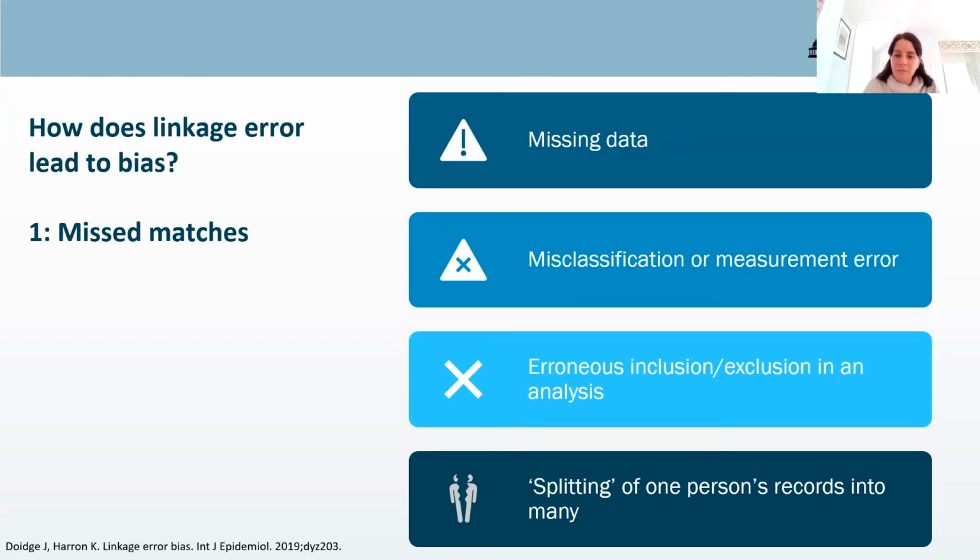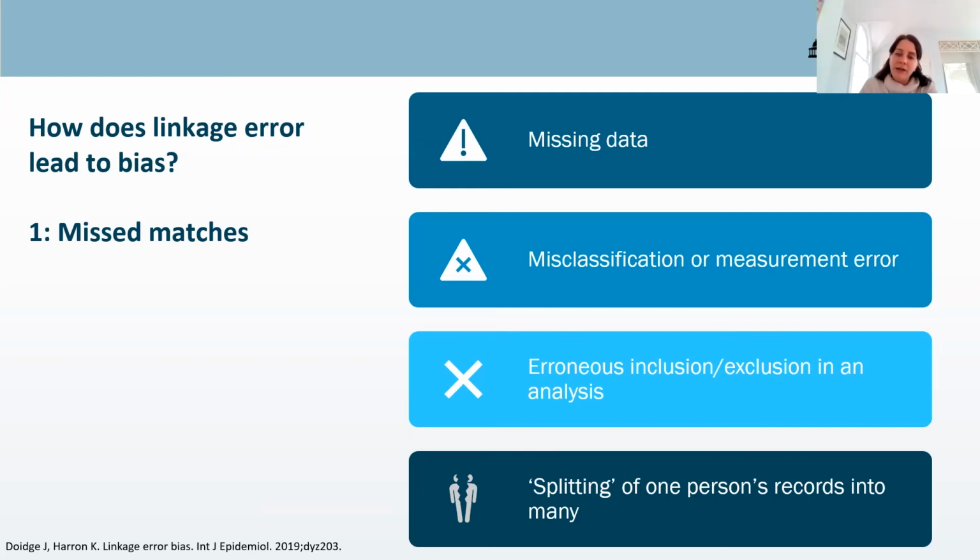So secondly, mismatches can lead to misclassification or measurement error. So if you think of an example where we have a particular cohort and we want to link it to mortality data, if we make the link and it's correct, then we know that a particular person has died. But if we miss the link, then we would misclassify that person who really has died as having survived.